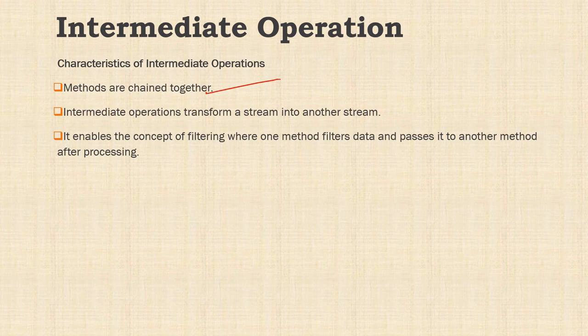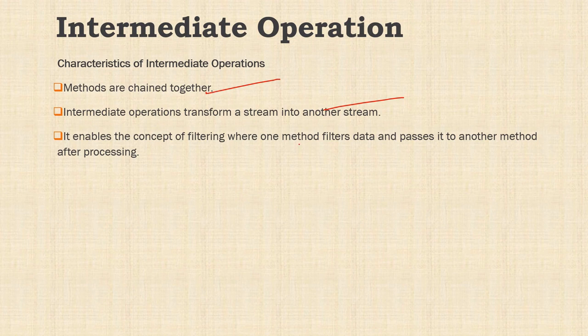Intermediate operations transform a stream into another stream. It will take in a stream and it will also produce a stream. It enables the concept of filtering, where one method filters data and passes it to another method after processing.